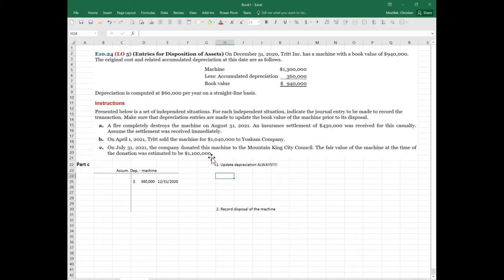The first thing we will have to do is normal. We will update depreciation, because how often do we update depreciation? That's right, always. So we have to update depreciation. Then we have to record the disposal of the machine. We'll think about what that is when we get there. So let's take depreciation. $60,000, July 31st, 2021. How many months have passed? So we've got January, February, March, April, May, June, and July have all passed. That is 7 months. So 7 over 12. So 60,000 times 7 divided by 12 is $35,000.